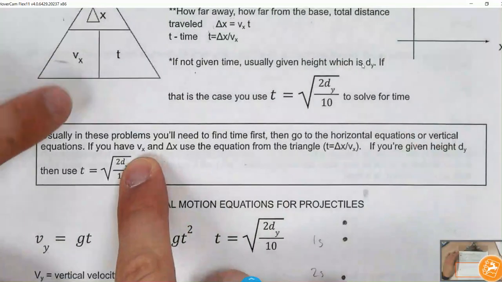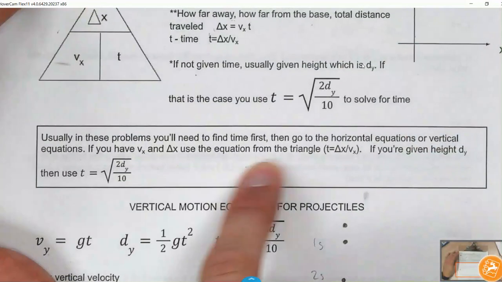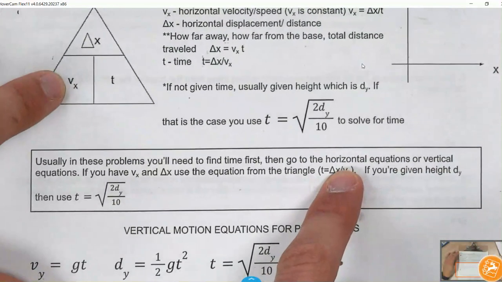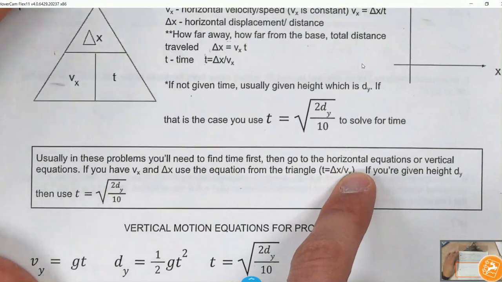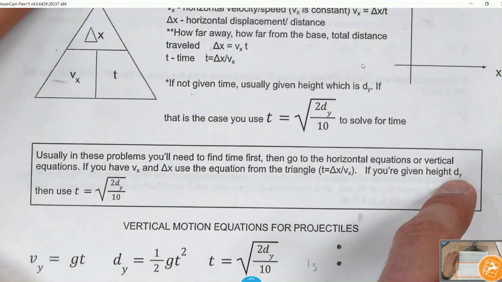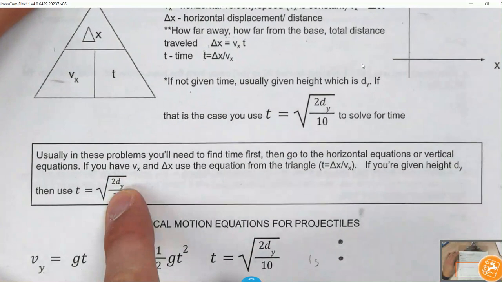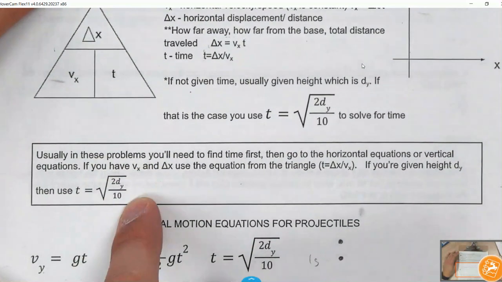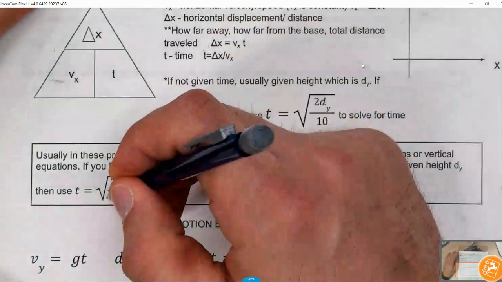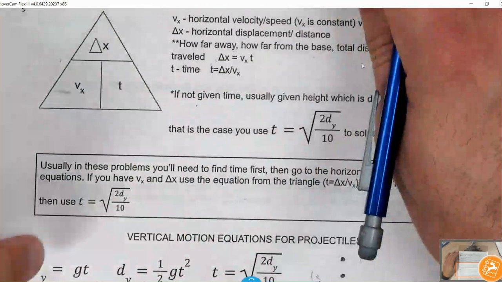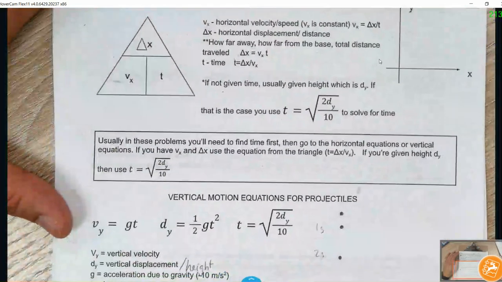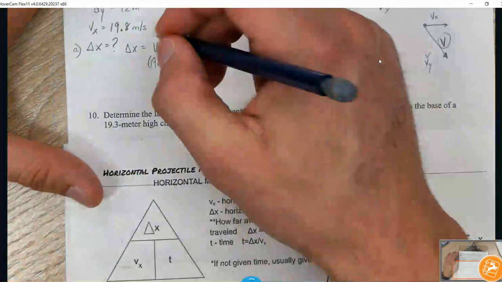If you have both Vx and t, use the triangle, and you would use delta x over Vx. But if you're not given both of those, you're going to be given height, which is dy. So then you're going to use this equation: square root of 2 times the height over gravity, but we can't use negative because negative in a square root doesn't work. That's why I just wrote 10. So this is what you have to do first. We have to find time first.